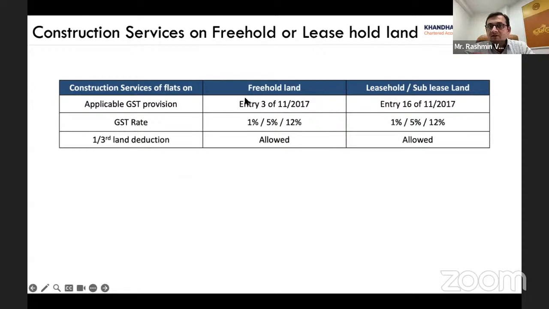What is the affordable housing definition? I think we have discussed that. It has two mandatory conditions: carpet area of 60 and 90 square metres, coupled with the total amount of 45 lakhs. Both conditions need to be fulfilled for the affordable housing definition.